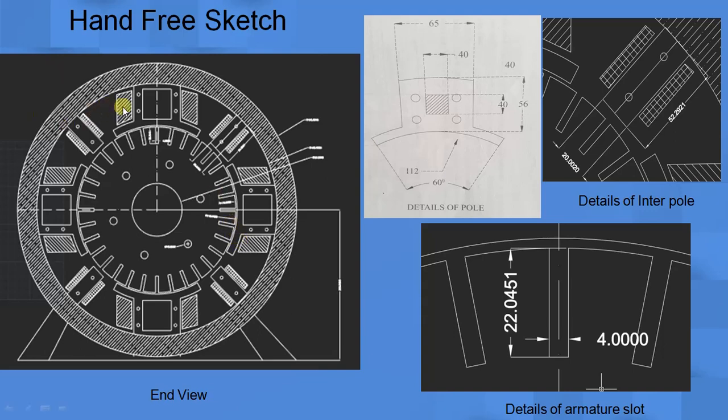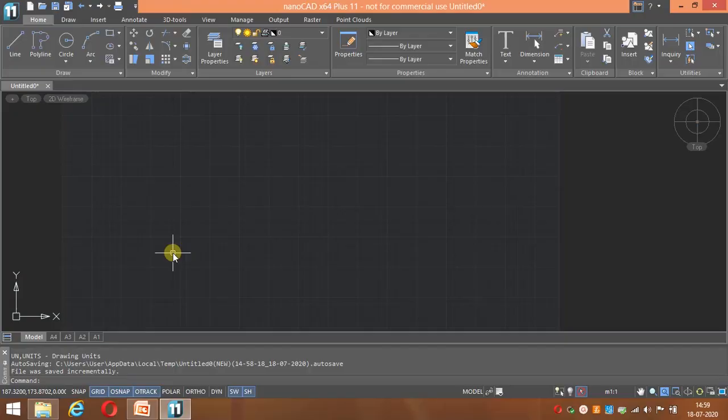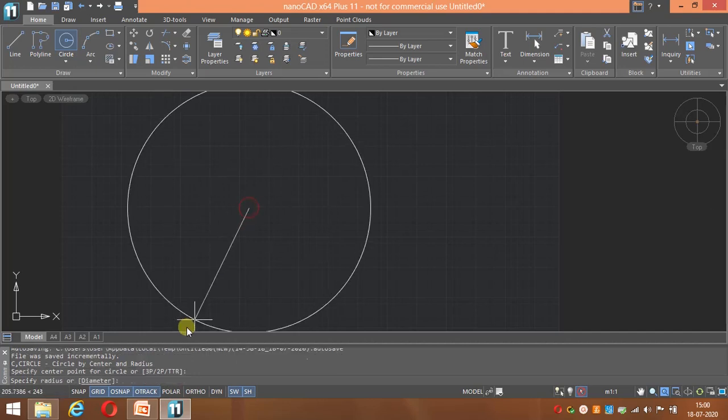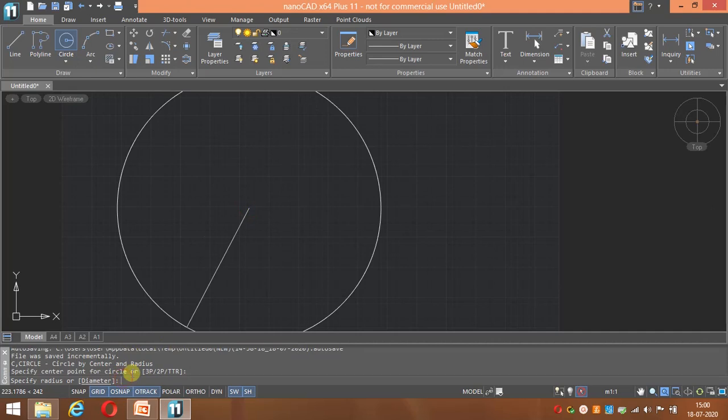Okay, here we will be having field windings, these are the interpole windings. Now let us see how to draw this using a CAD tool. Now I am ready with basic settings. So first, let me draw the outer yoke and then the inner yoke of the DC generator. The outer yoke dia was given, it is 195 mm, clear.